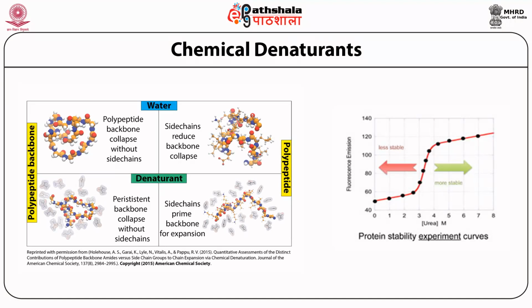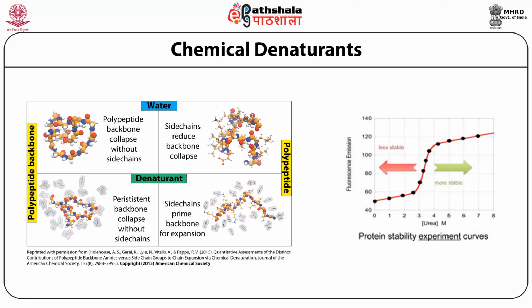How chemical denaturation occurs by urea and guanidinium hydrochloride is shown here. You can see here that the polypeptide backbone collapses without side chain, and side chain reduces backbone collapse. However, persistent backbone collapse without side chain and side chain prime backbone expansion.